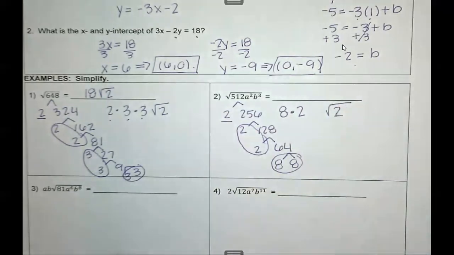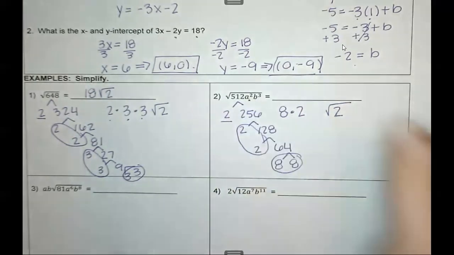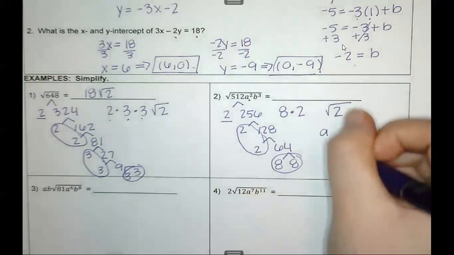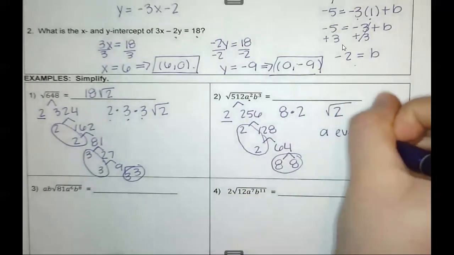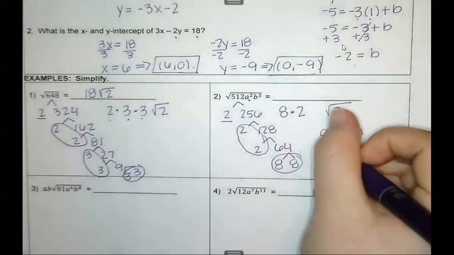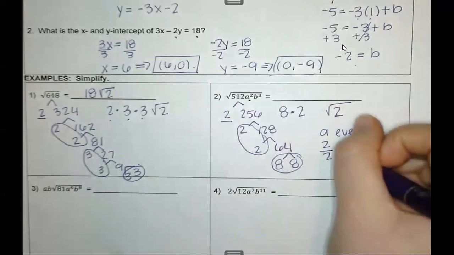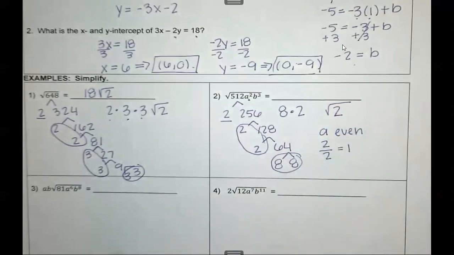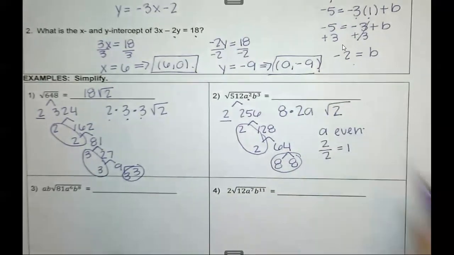All right, now I have to take care of my variables. So for A, it has an exponent of 2, which is an even number. And our rule for even numbers is just to divide by 2. And 2 divided by 2 gives us 1. So we're going to get to pull out an A to the first power. Since it was even, there's nothing left inside the square root.